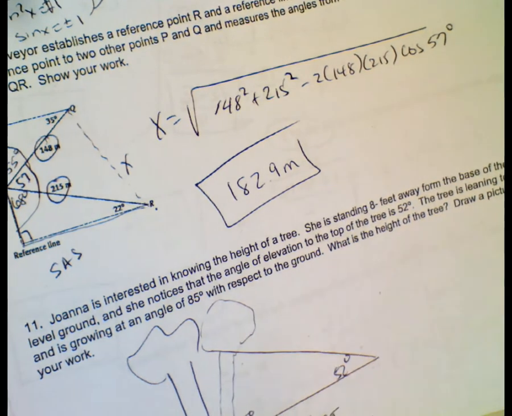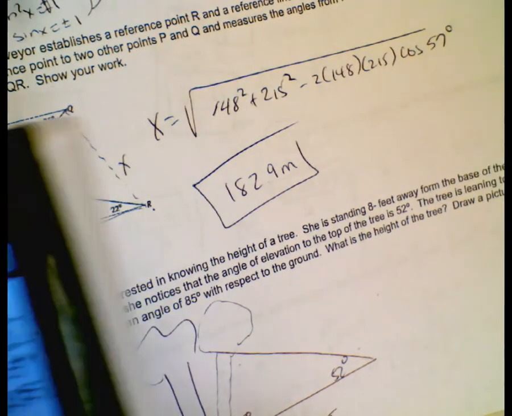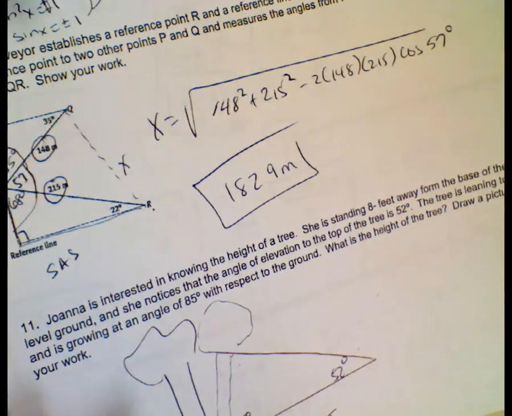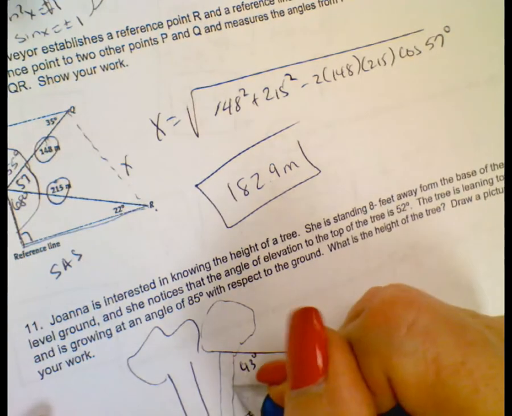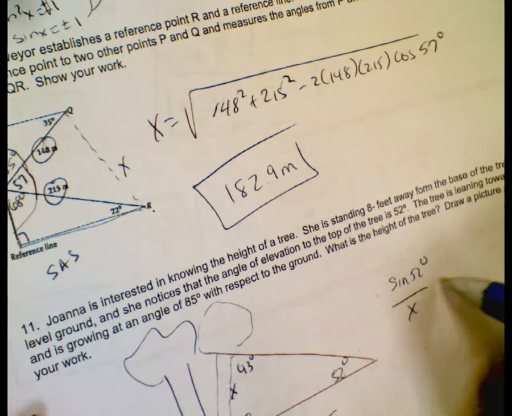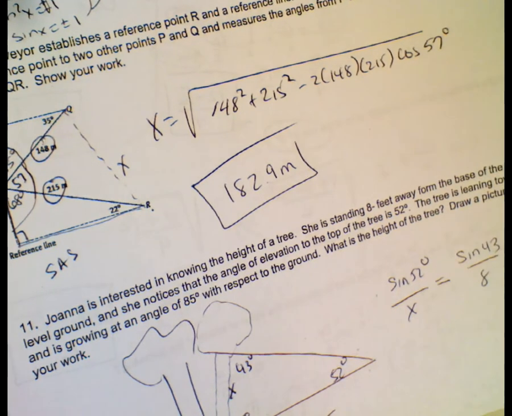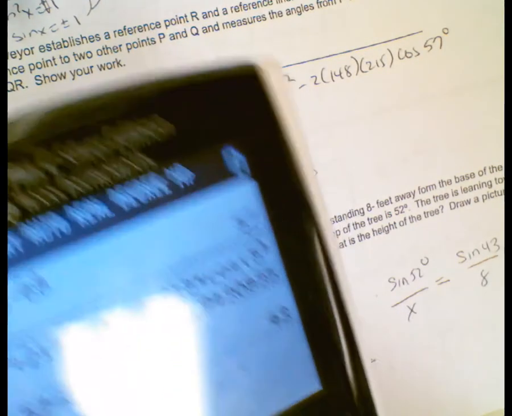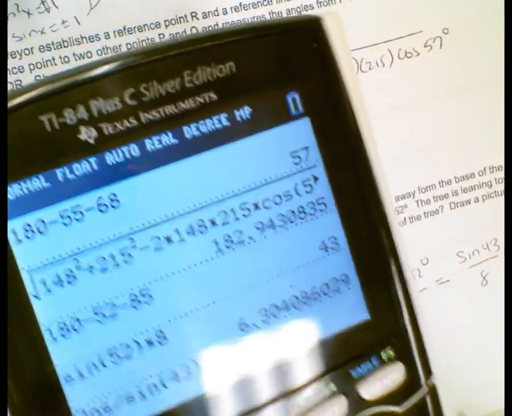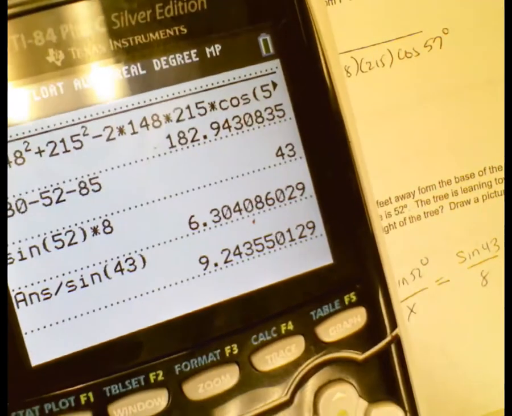Well, we need to figure out this angle right here. So that is 180 minus 52 minus 85, which is 43. We're going to do law of sines to find this. So we have sine of 52 over x equals sine of 43 over 8. I'm punching all this in my calculator. So I got 9.2.